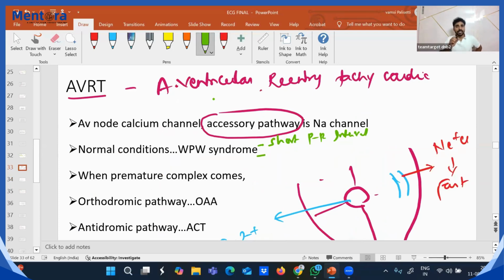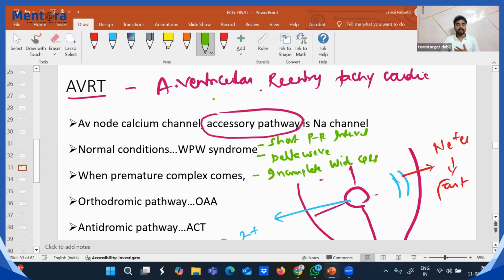And then the impulse initially goes to the ventricular muscle, so the initial part of depolarization is prolonged. That initial slurring is called delta wave. That is what is called delta wave. And then it's an incompletely wide QRS. It's not a complete wide QRS, it's an incompletely wide QRS. So these three constitute the triad of WPW syndrome.